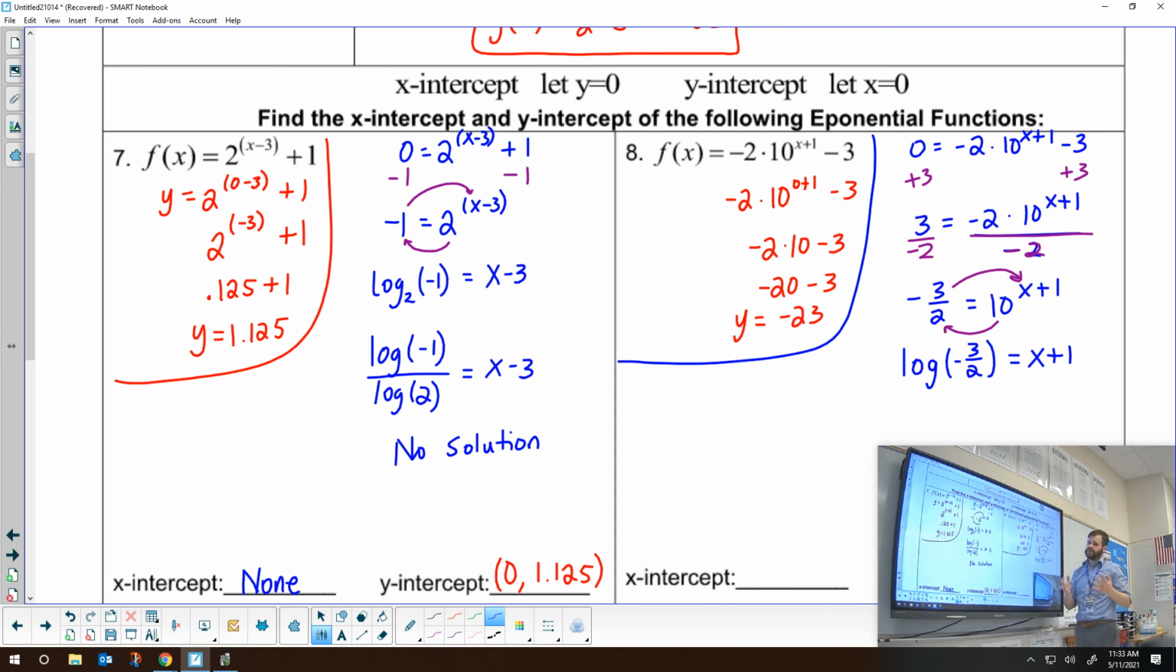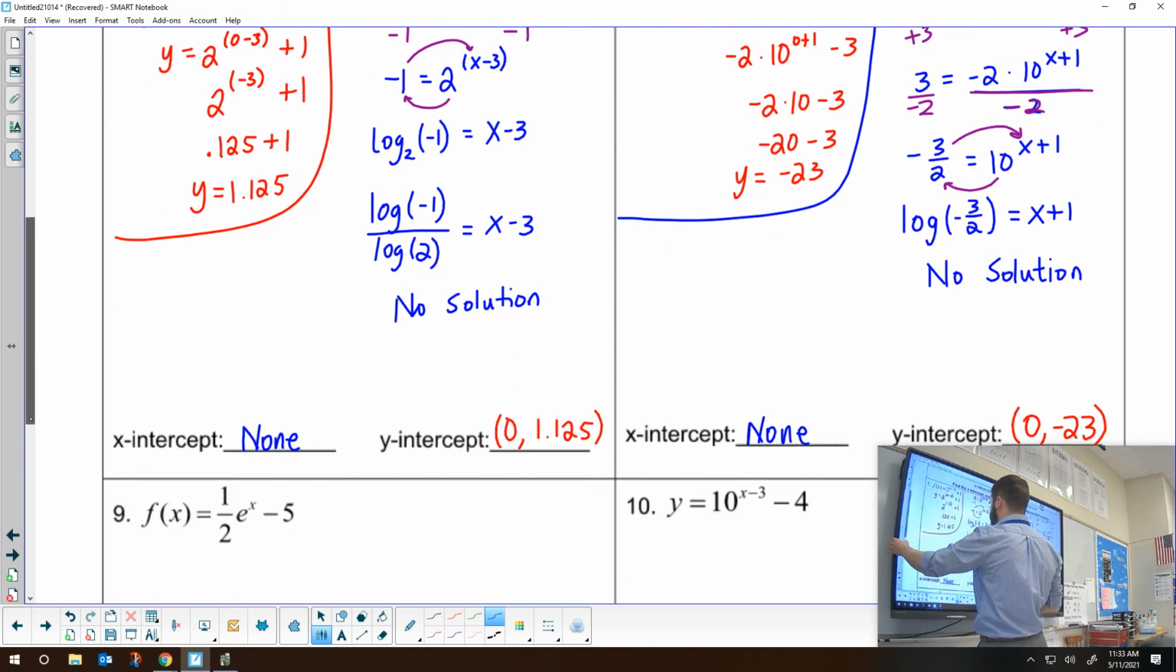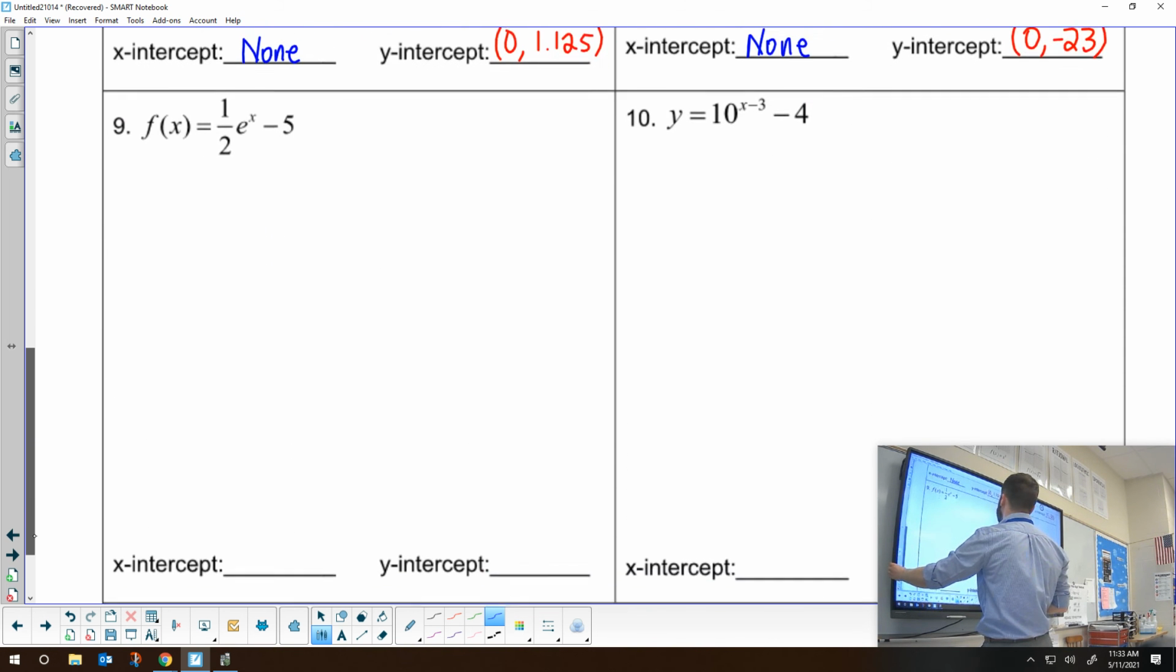We cannot take the log of a negative or 0. So this one's not going to work out. This one is going to be no solution again. So we are not going to have an x-intercept. This will make more sense of why we don't have an x-intercept: we have that vertical asymptote. If that vertical asymptote is above my x-axis, we cannot have an x-intercept. So, fortunately, it works out like that. All right. Now, let's take a look at 9 and 10.